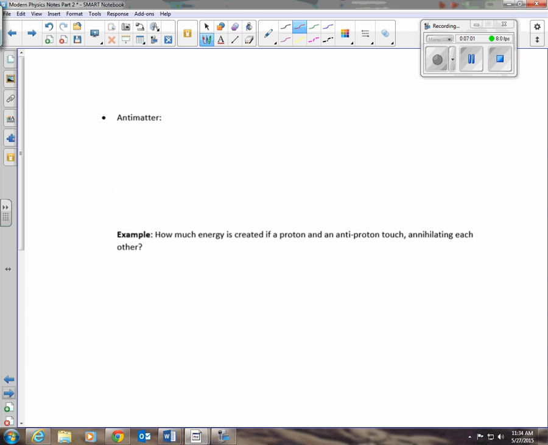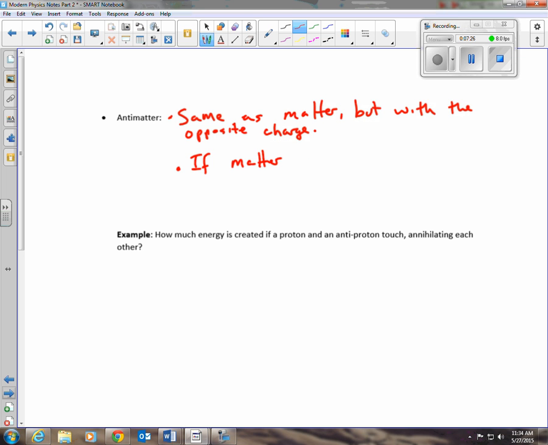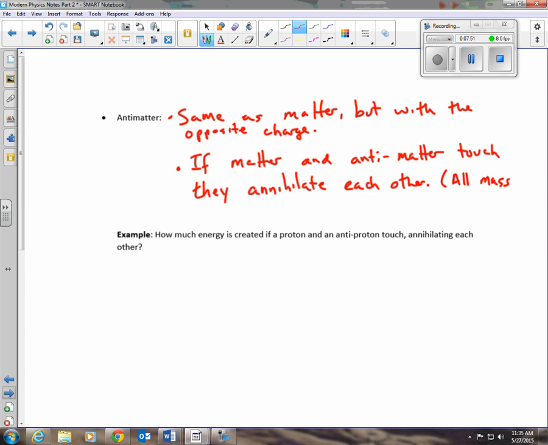Now, for the next page, we're going to finish this off. Antimatter is the same as matter, but with the opposite charge. That's one thing. Okay, if matter and antimatter touch, they annihilate each other. To annihilate means to explode and all of the mass is gone. It turns into energy.